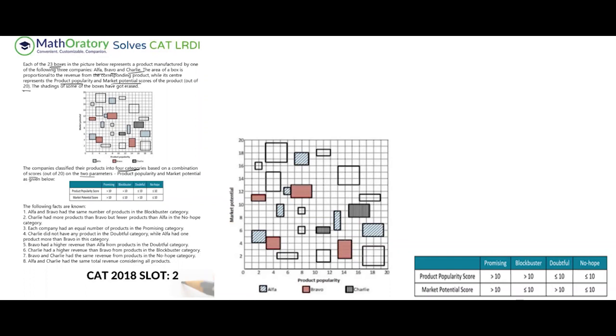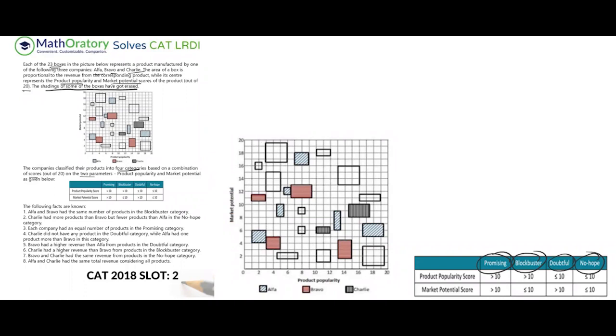So I guess you can see it now. This is the market potential on the y-axis and the product popularity on the x-axis. Depending on where these boxes are lying, you will have these four categories: promising, blockbuster, doubtful, and no hope. And the important part is that the shadings of some of the boxes have got erased, if you read the original premise. So for example, for this one we don't have which company it falls under.